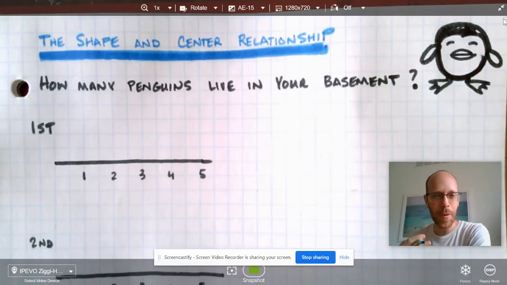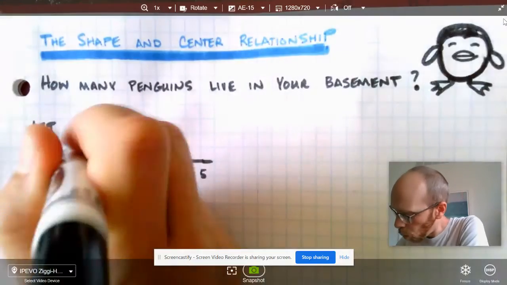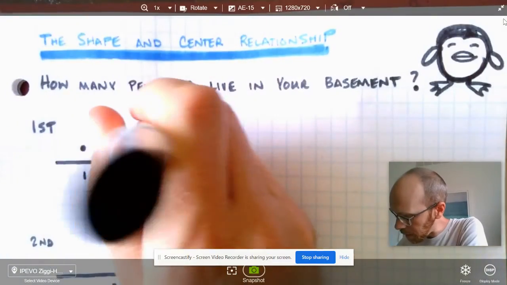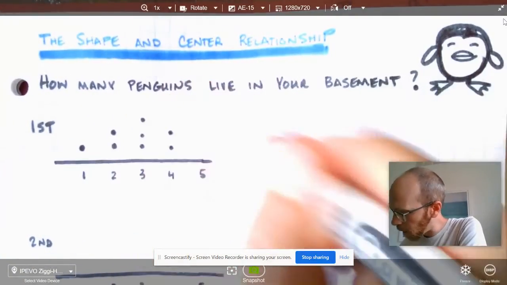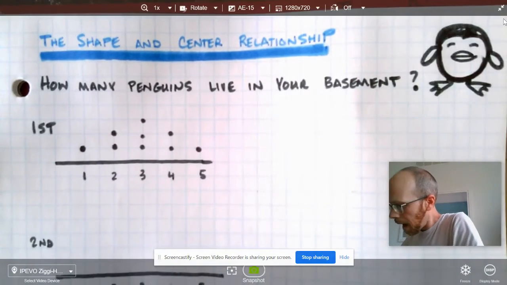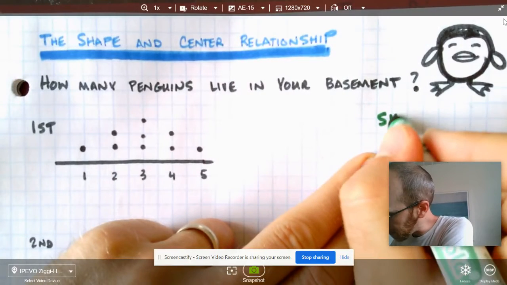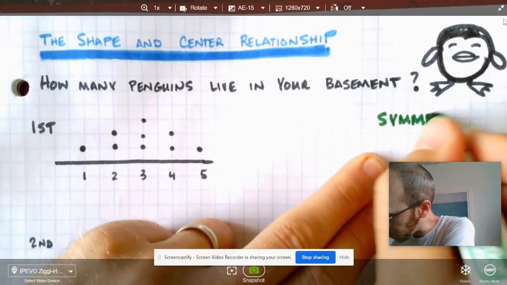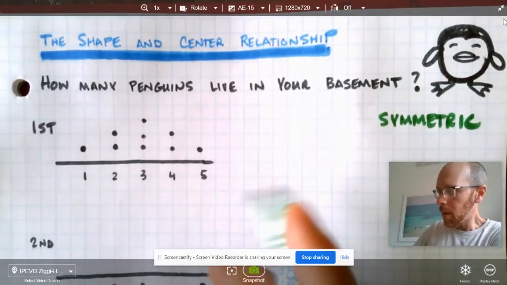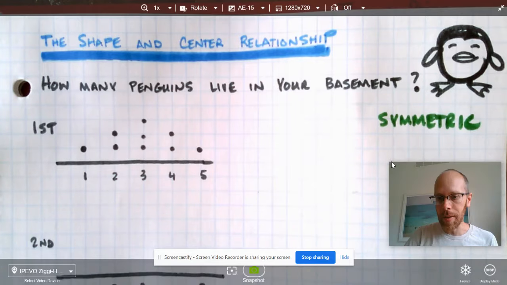Anyway, I asked my first hour how many penguins they had living in their basement, and one student said one, two students said two, three students said three, two said four, and one said five. Okay. Now, this is obviously a symmetric distribution. Okay. So let's look at the mean and the median of this guy.